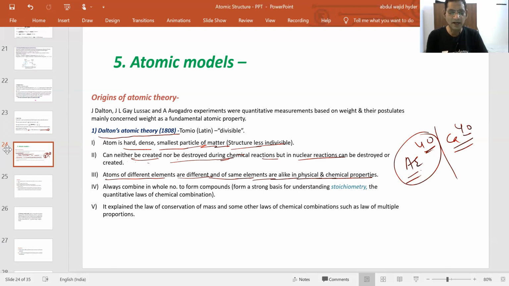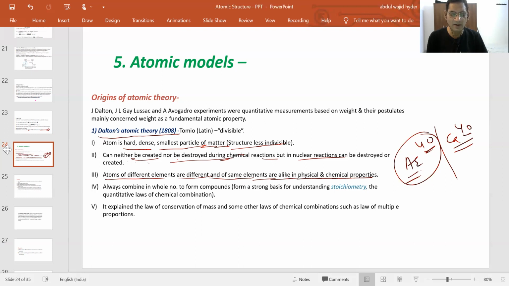Atoms always combine in whole number ratios to form compounds. This forms a strong basis for understanding stoichiometry, the quantitative laws of chemical combination. So this is another postulate of Dalton's atomic theory.